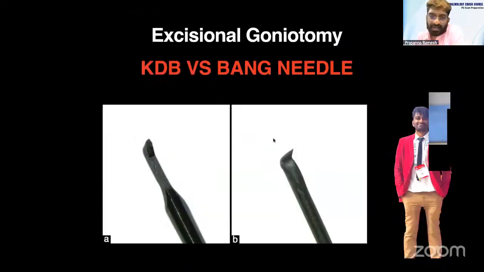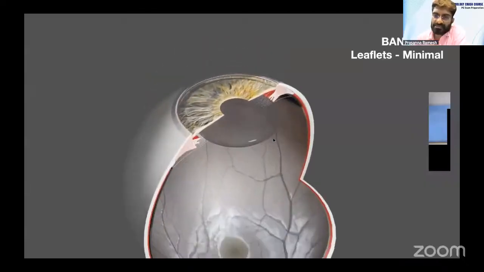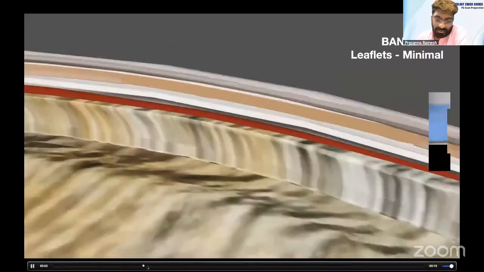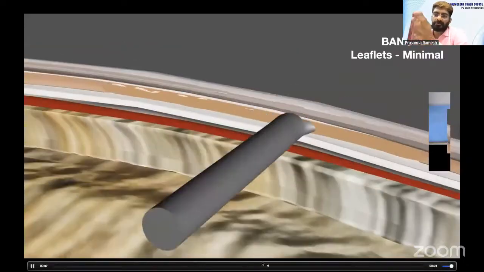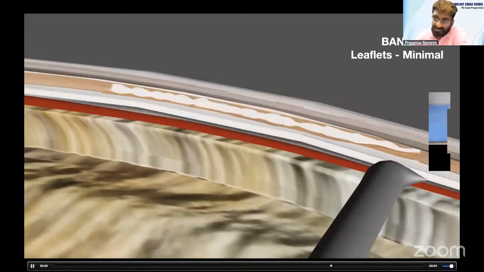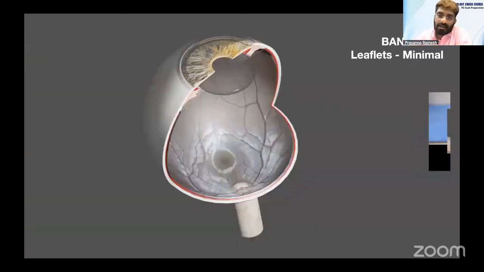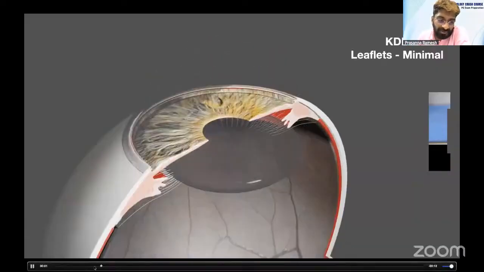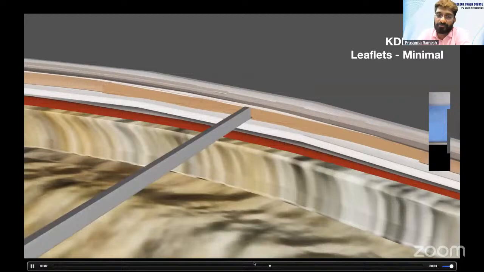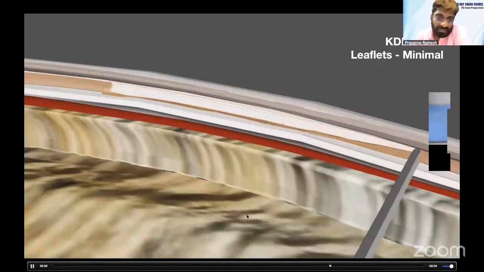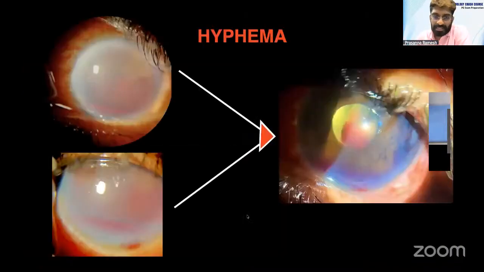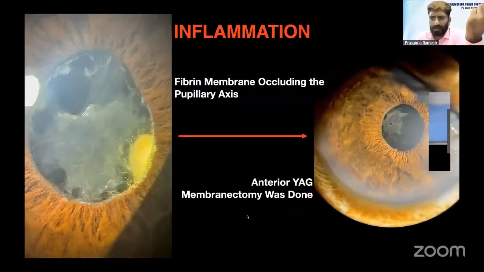So KDB versus bang and the other procedures are highly debated. One point I would want all the PGs to know is that bang is not made for this procedure, so you may have some leaflets which can cause PAS. Whereas the KDB procedure was actually made for this, where you can have a complete scoop of the whole trabecular meshwork. So that is one point I would want you to take. Hyphema is one complication that can happen, which can be managed conservatively. In one bad hyphema I had to do an anterior chamber wash and just clear it off.